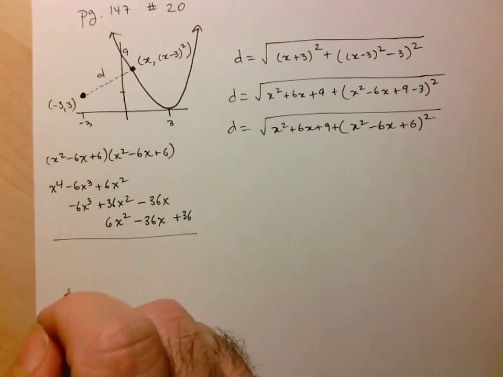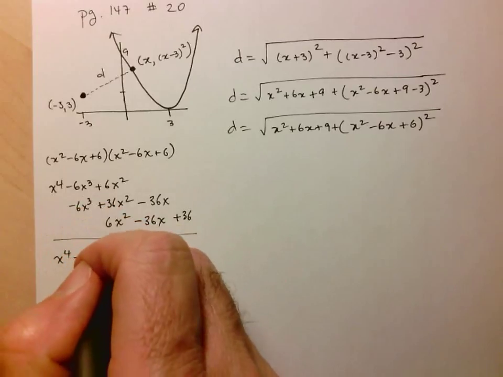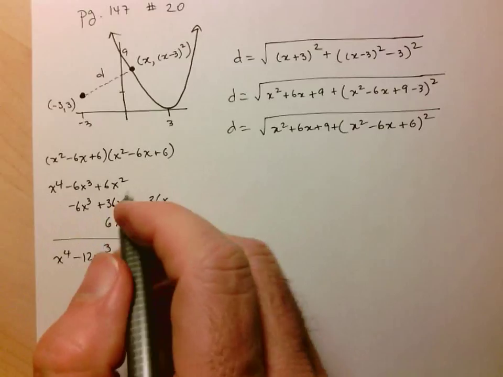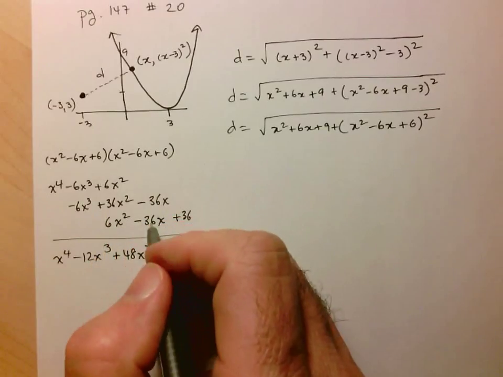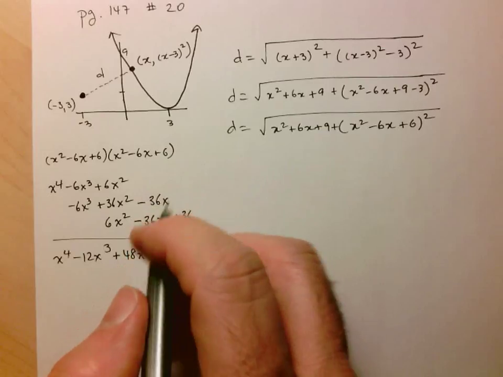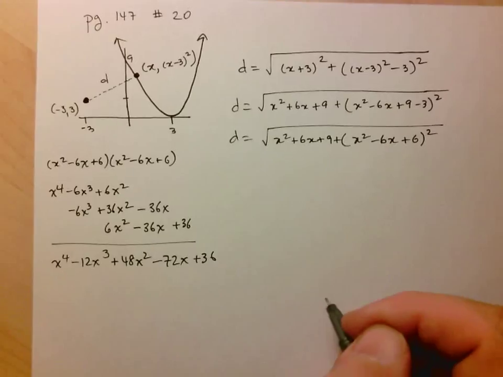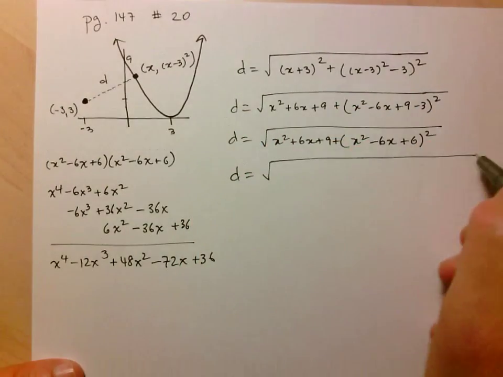So here, what do we have? We have x to the 4th, minus 12x cubed. 36 plus 12 is plus 48x squared. Then negative 36 minus 36, negative 72x, plus 36. So here, let's put this all in here.